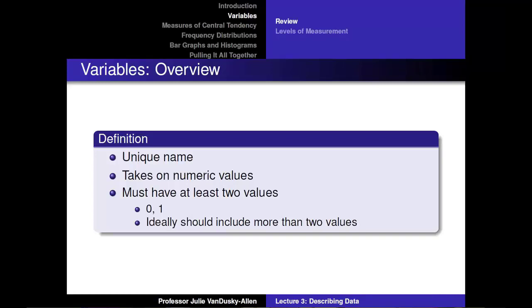However, ideally, a variable should include more than two values in order to capture more information about what we are measuring. For example, in the previous lecture, we created a democracy variable that had two values, 0 non-democracies and 1 democracies. But we discussed how adding an additional category was important to deal with countries like Russia that are neither a democracy nor a dictatorship.